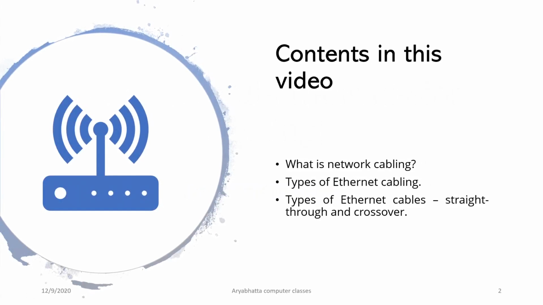What is network connection. In this video we are going to learn what network cabling is, the types of Ethernet cabling, and the types of Ethernet cables: straight through and crossover. These are the types of cabling connection, where one is straight through and the other is crossover cabling. So let's see every point in detail.